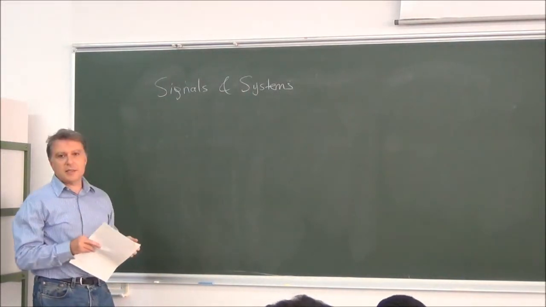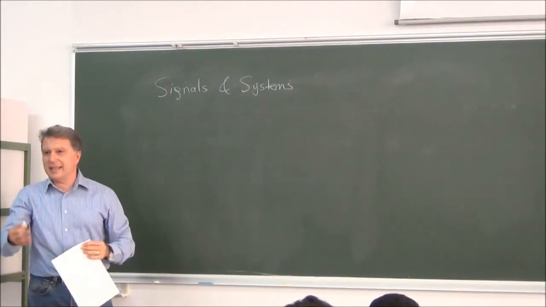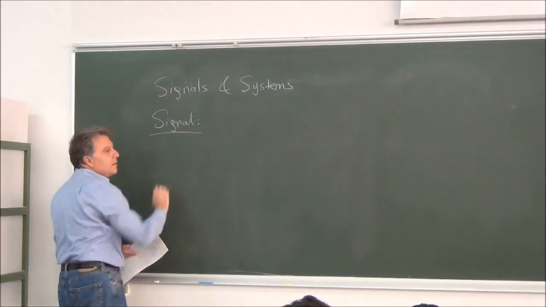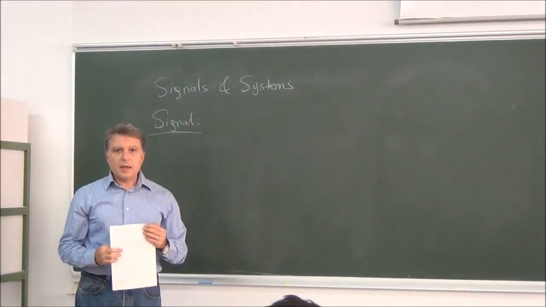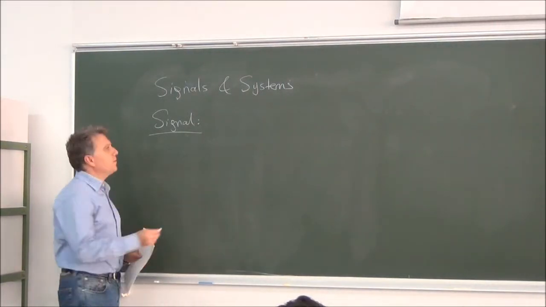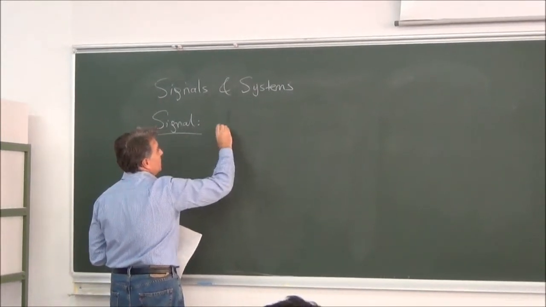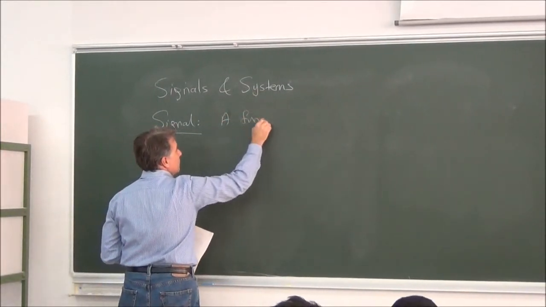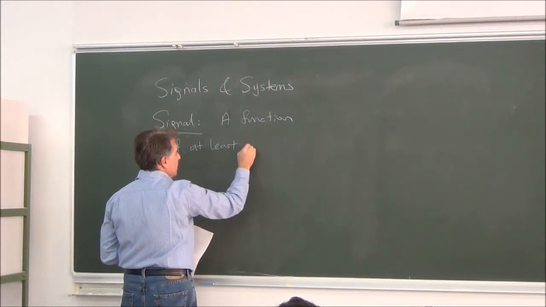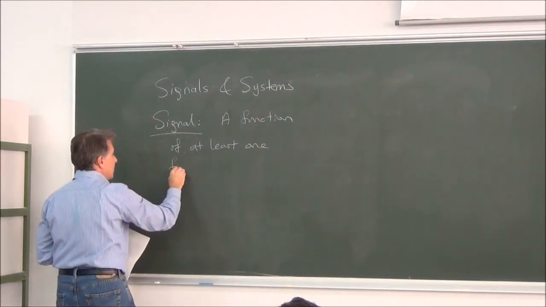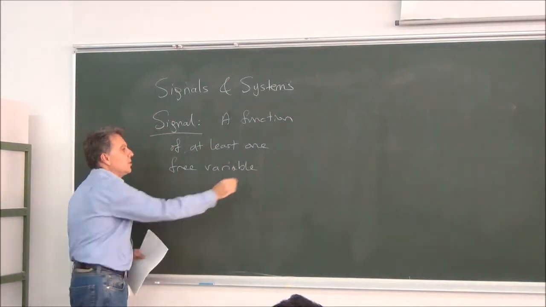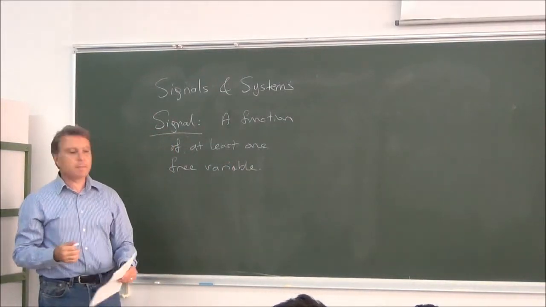Since the name is signals and systems, we have to describe first, for example, what a signal is. A signal is a function that we have all seen in calculus. It's a function of one free variable, at least one free variable. The free variable is also noted as the independent variable.